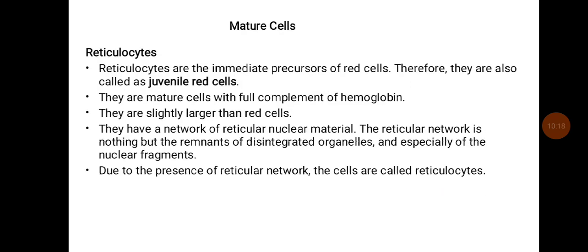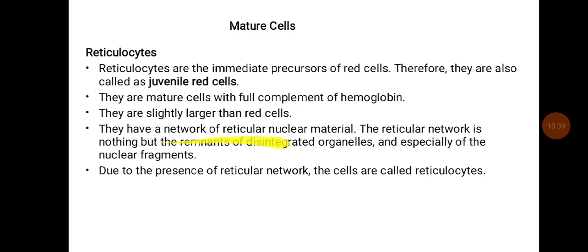Mature cells are called reticulocytes. Reticulocytes are the immediate precursors of red cells. Therefore, they are also called juvenile red cells. They are mature cells with a full complement of hemoglobin. They are slightly larger than red cells.